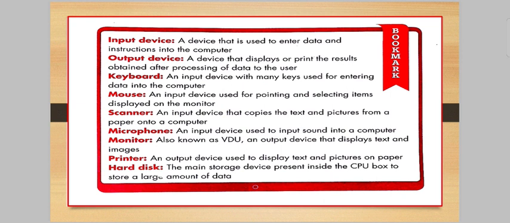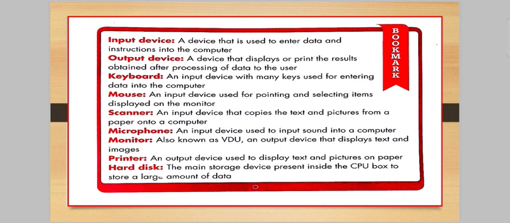Next is the monitor. We all know that a monitor looks like a TV screen, and it is also known as the visual display unit, an output device that displays text and images. Next is the printer, an output device used to display text and pictures on paper.